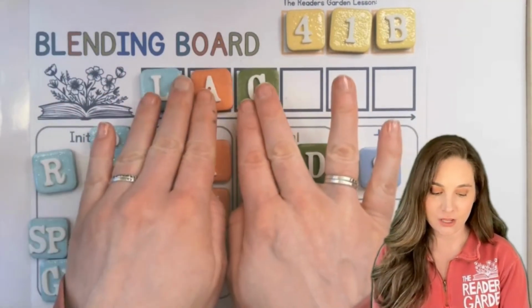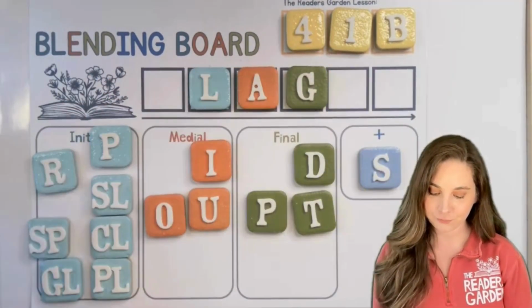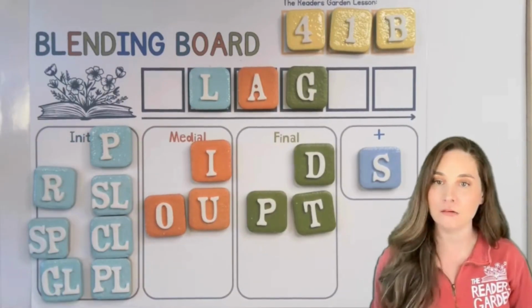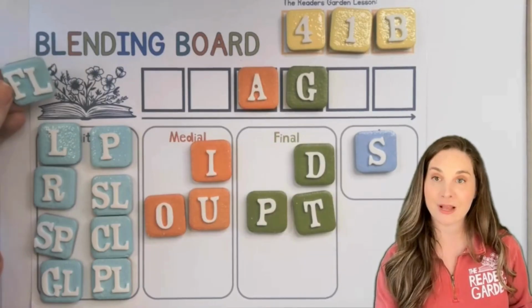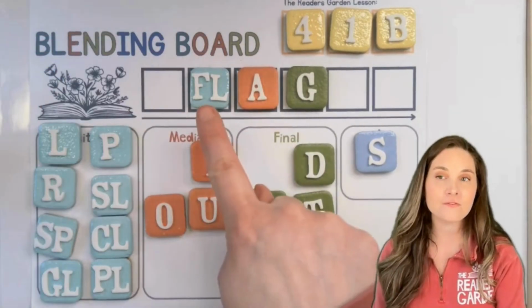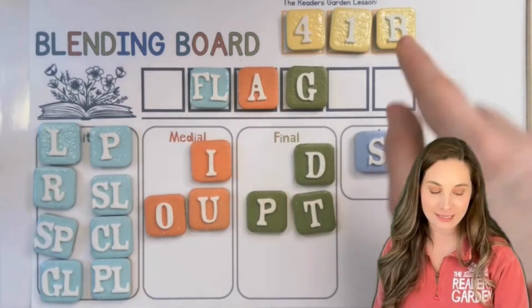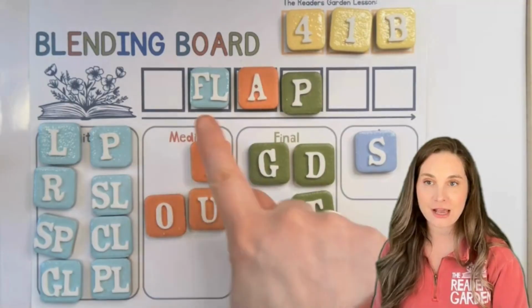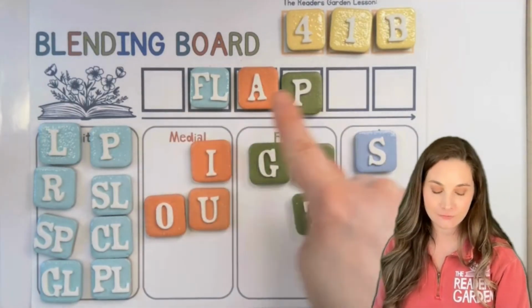Now, if I want to scoot everything over just one there, I need to grab it. Whoops, I forgot an option, my FL. So let's put that there. We have flag. So if we take off that G and put a P, what's the word now? The word is flap.